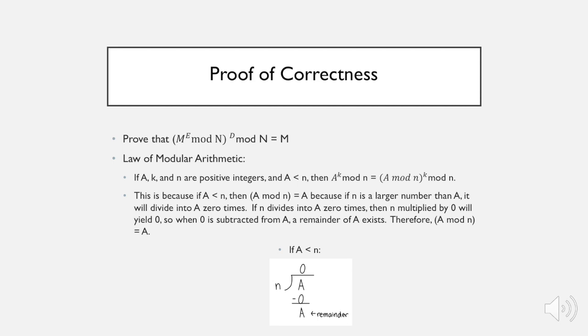Because a mod n is equivalent to a, when a is less than n, the expressions a to the k power mod n and a mod n all raised to the k power mod n are exactly equivalent.